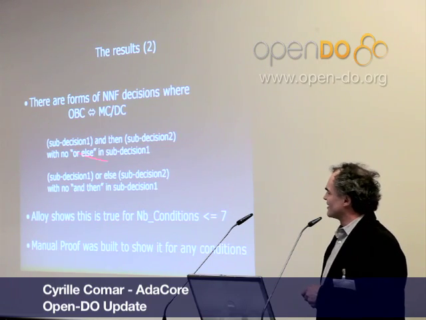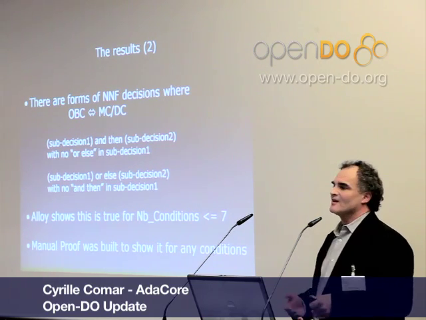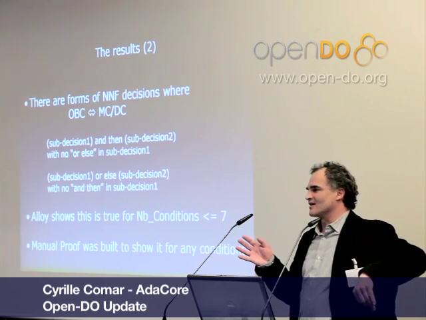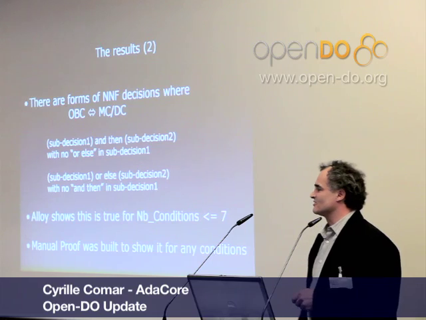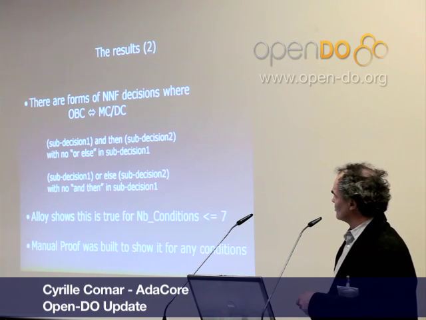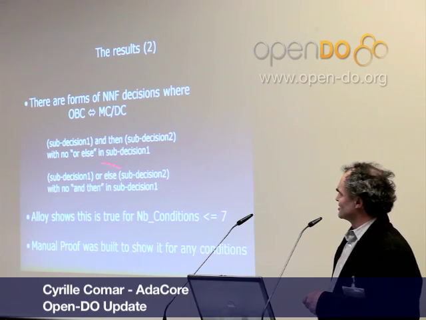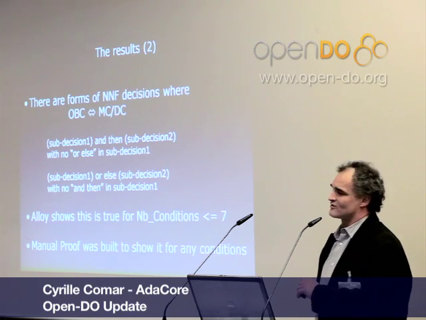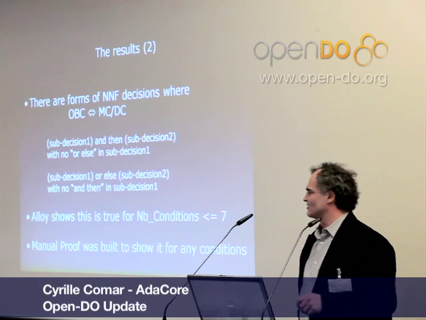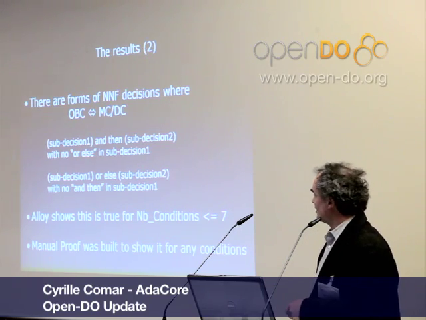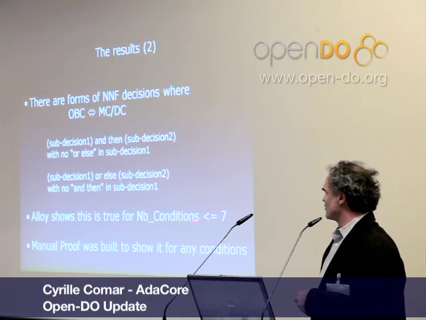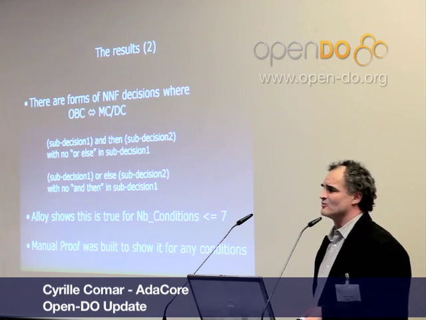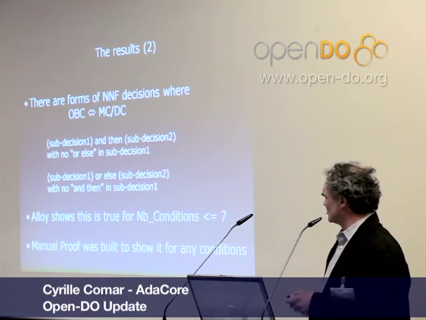That has to be recursive, obviously. That is to say, as soon as you have an and then somewhere, you cannot have or else on the left side at any level of your decision. Same thing in the other direction. If your main binary operation is or else, the only constraint is you must not have any and then on the left side of that at any level, recursively. And with Alloy, we were able to show that this property is true for any decision up to 7 conditions. I think we stopped at 7 or maybe at 6.